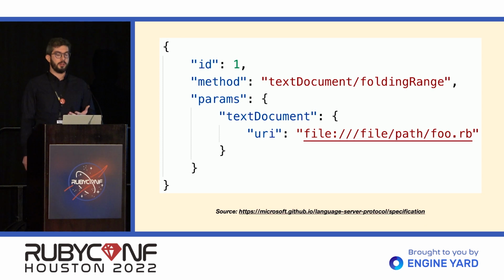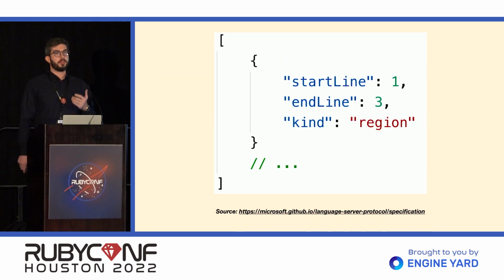As a reminder, this is what the request looks like. We get the folding range method, and the only parameter we get is the URI of the document. So by the time we receive this request, the server already needs to have an internal representation of that document, because you don't get the text content of it. It needs to already know what is the content of that file. And what the editor expects back is a list of ranges, and the bare minimum to compose a range is the start line, the end line of the range, and the kind, which can be region for generic parts of the code, comment, or imports, which in case of Ruby would be more like requires.